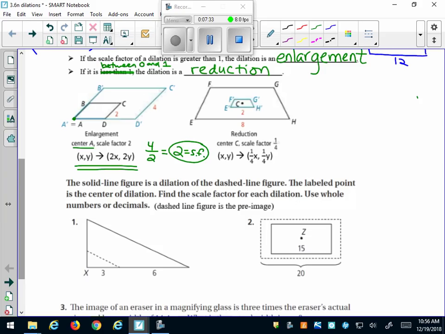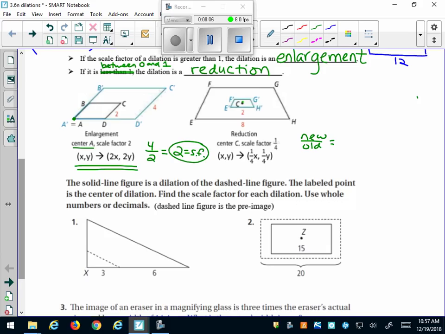Okay. The example on the right is an example of a reduction. It gets smaller. So it starts with EFGH. Again, you can tell that's the pre-image because there's no little primes, right? So we know we start with EFGH, and then it shrinks. This time the center is C, so it's shrinking around that center down to E prime, F prime, G prime, H prime. Now, if I do new over old, what's the length of the new figure?